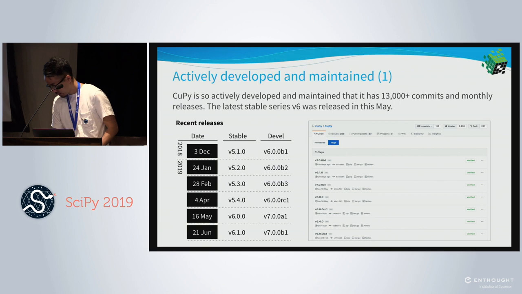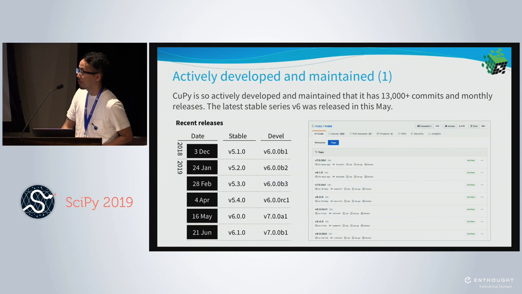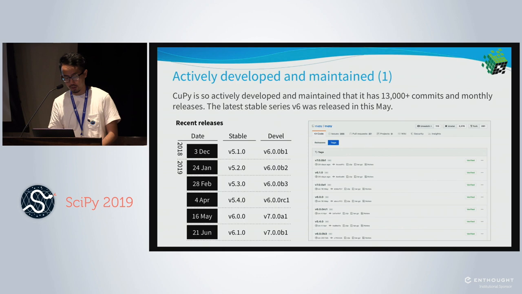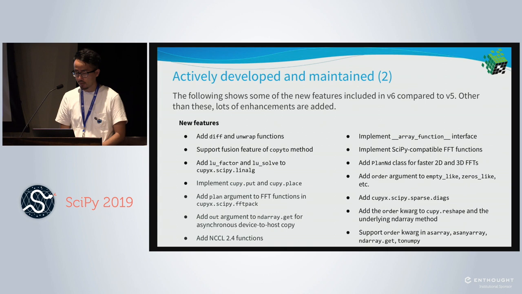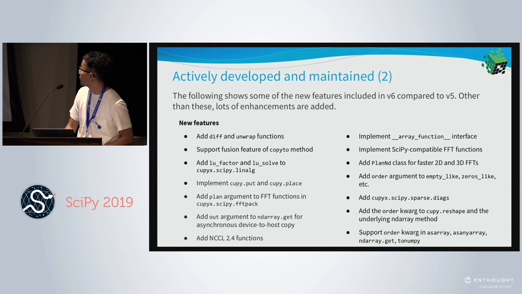The fourth and last point of CuPy's benefits: actively developed and maintained. CuPy is so actively developed and maintained that it has more than 13,000 commits and monthly regular releases. The latest stable series, the version 6 series, was released this May, and the current latest version, 6.1.0, was released on the 21st of June, last month. The following shows some of the new features included in CuPy version 6 compared to version 5. Many features are listed here, and other than these, lots of enhancements are added to the existing features.